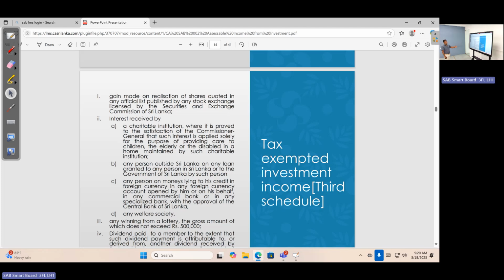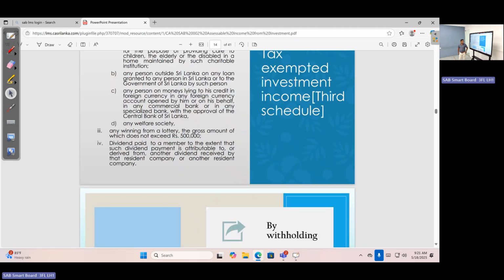So that interest income is exempt. That is also to encourage them to send that foreign currency to Sri Lanka. Right? A rupee account is not tax exempt. Only accounts maintained in the bank in foreign currency, designated foreign currency. Any welfare society. So lottery winnings up to 500,000.